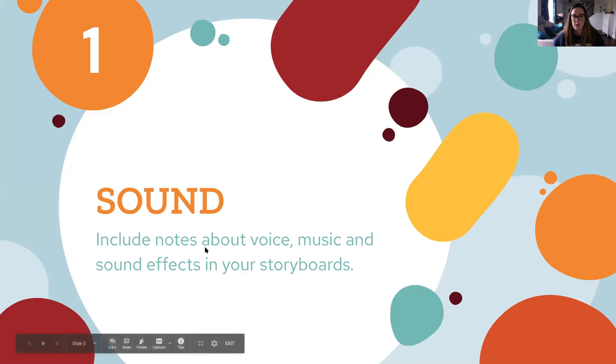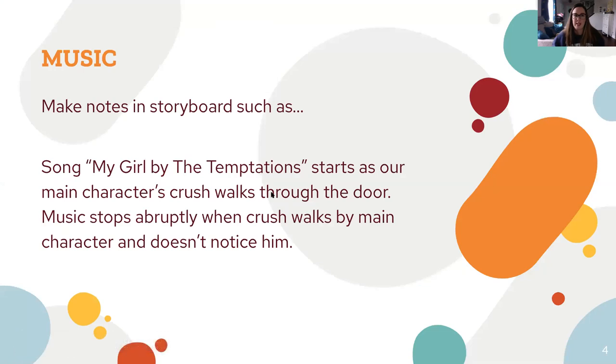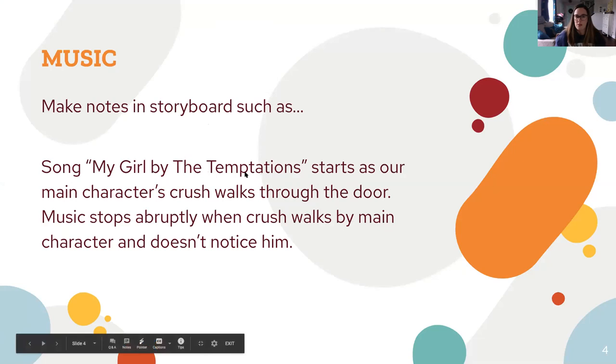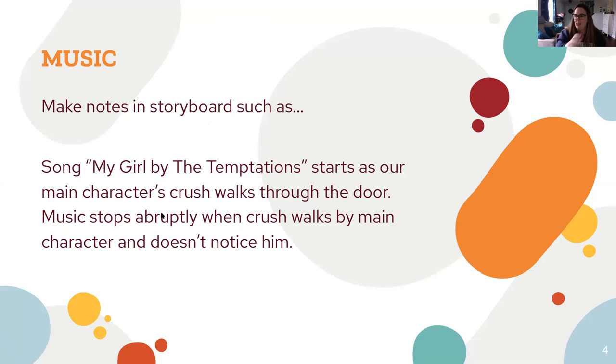So you need to include notes about voice, music, and sound effects in your storyboards. For example, in your storyboard, you might say something like, the song "My Girl" by The Temptations starts as our main character's crush walks through the door. The music stops abruptly when the crush walks by the main character and doesn't notice him. That would be a great paragraph to put in action and dialogue underneath your storyboard as the scene's happening. You're making note of music, a song, and how it's going to be abruptly cut. It's not going to fade in or out.